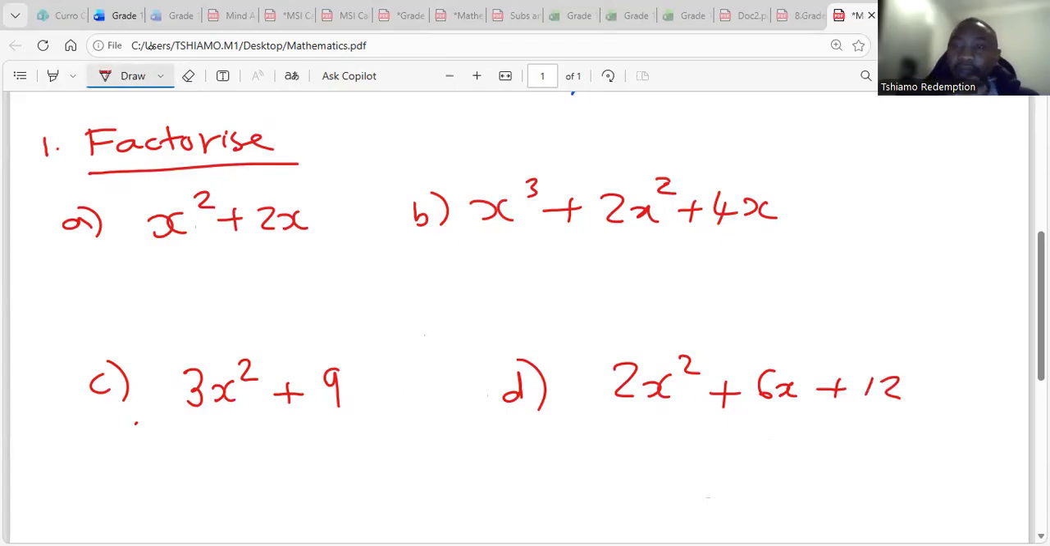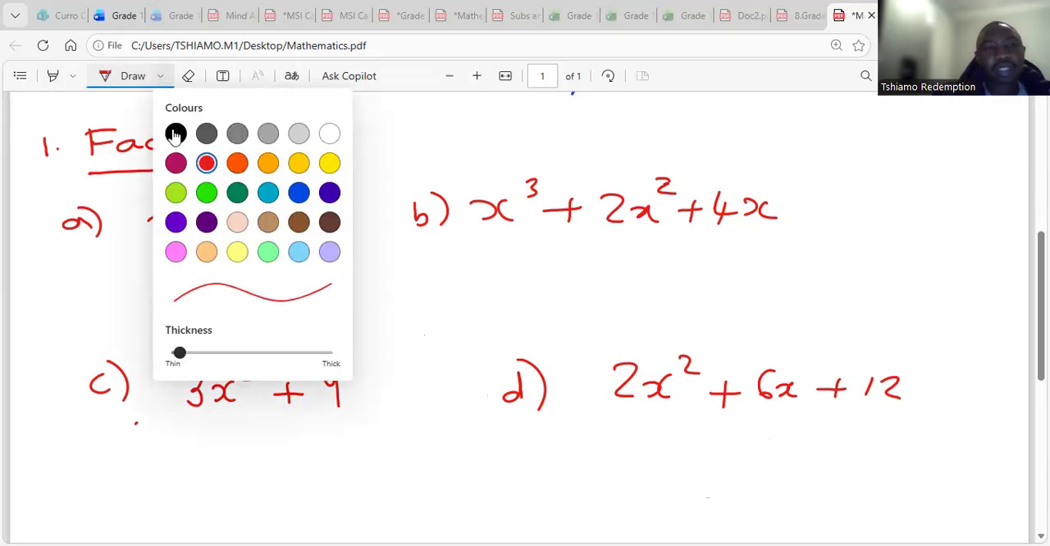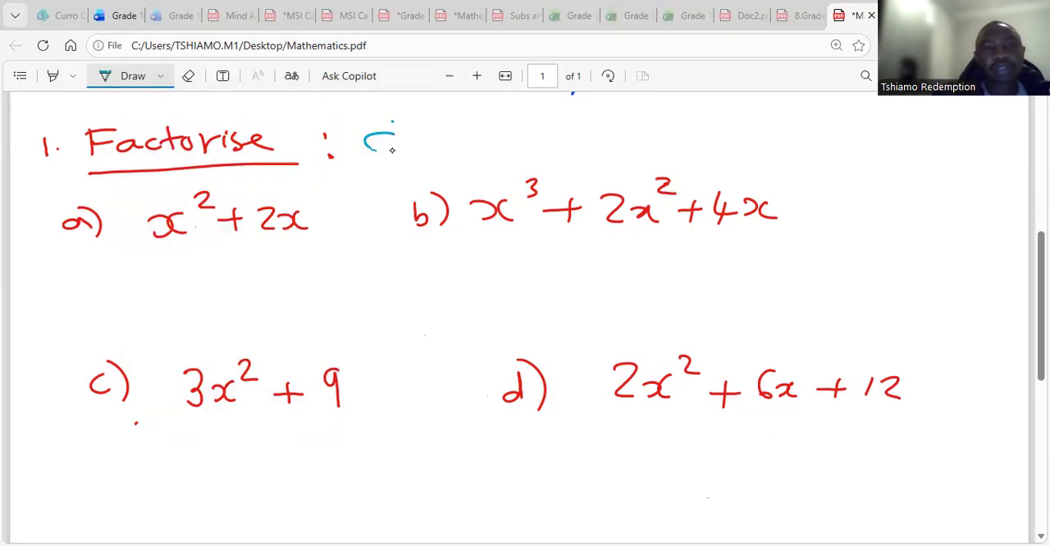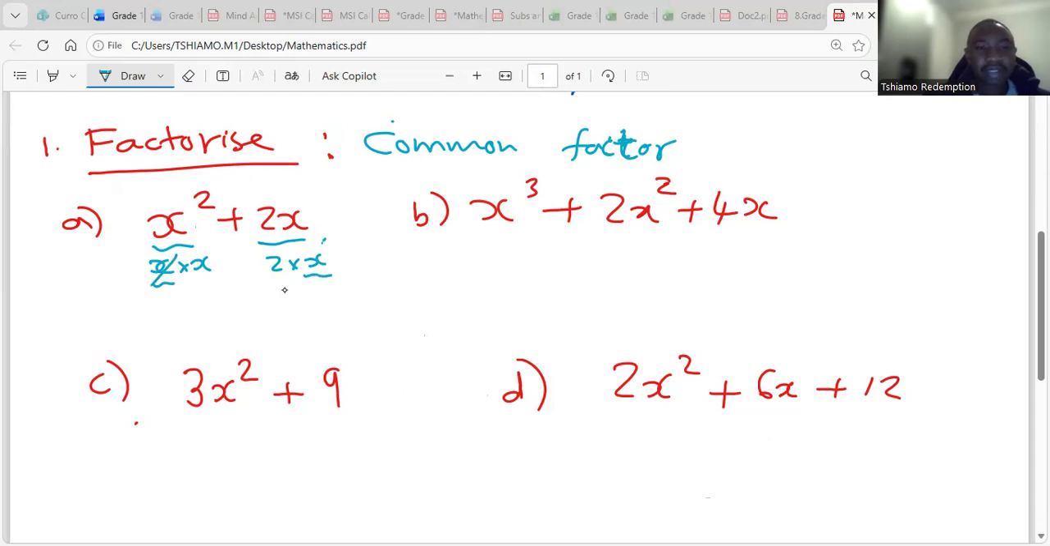So the first part of factorization is looking for a common factor. Between these two, remember, these are two terms. A term is separated by a plus or a minus, so we have two terms there. What is common about the two terms? They both have x. Look here, there's x times x, there's 2 times x. What is common is that they both have an x.